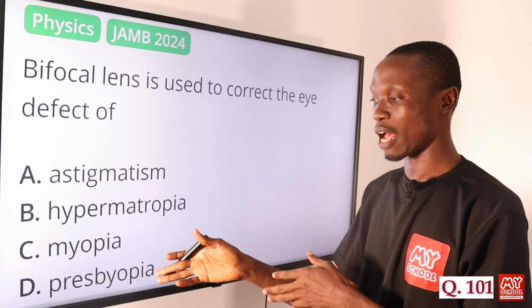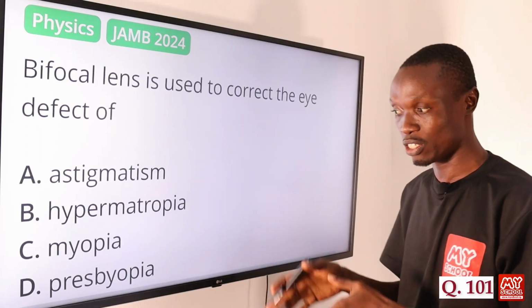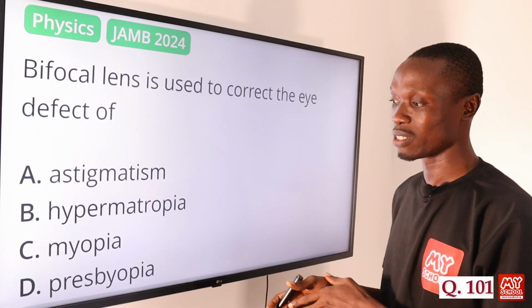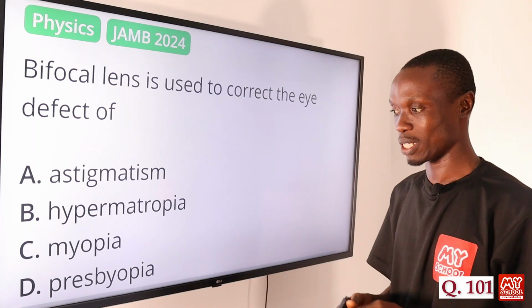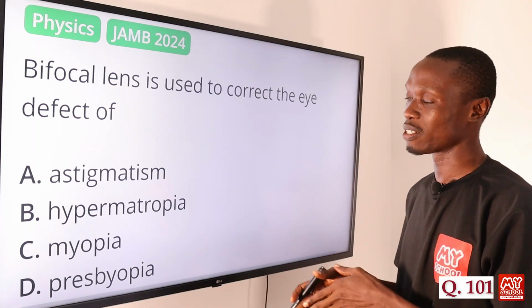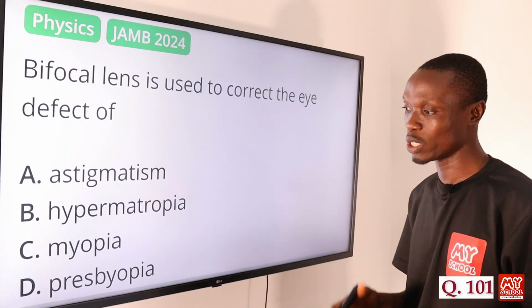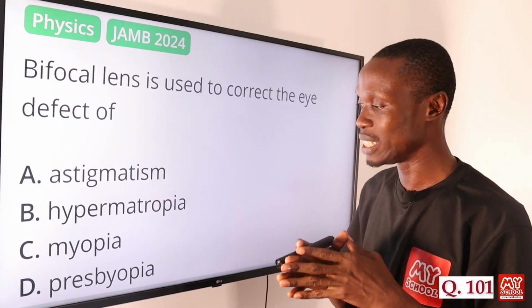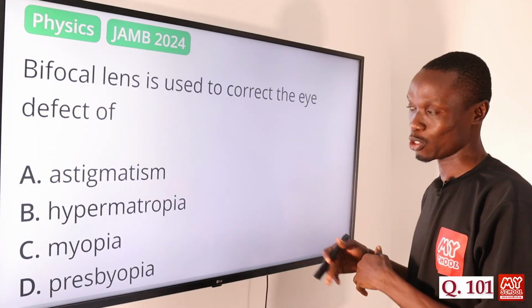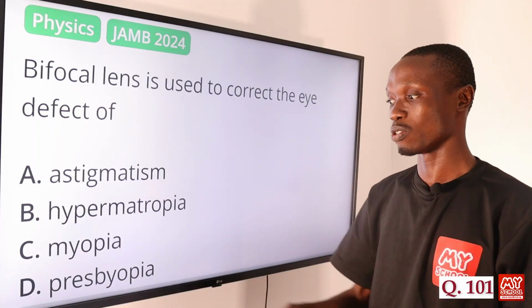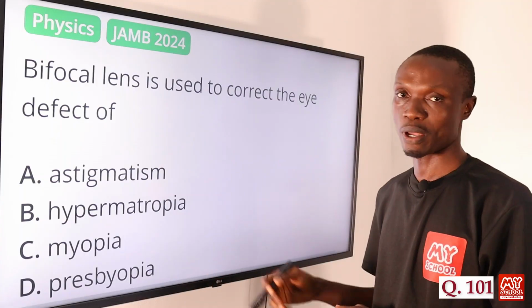Now remember that this eye condition is related to aging, where the eye lens loses the ability to focus on close objects. So bifocal lens actually provides two different optical powers to assist with both near and distant vision. So the answer to this question is option D, presbyopia.